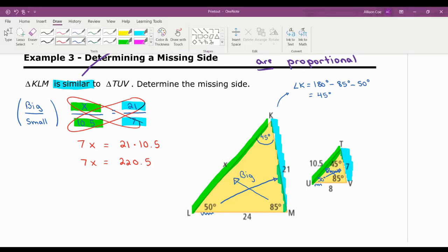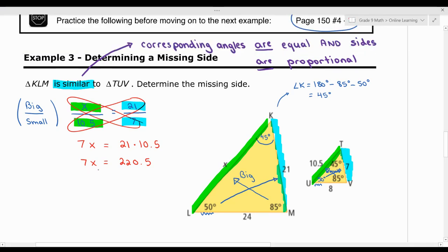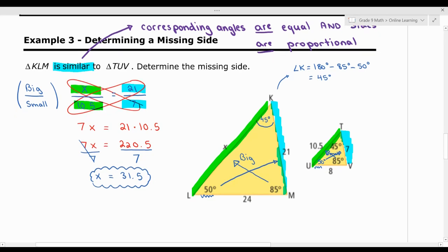220.5. You got to get x by itself, so undo the multiplication by 7. Divide this side by 7, divide that side by 7, you're going to find that x would have a length of 31.5. Double check, there's no units, so you can just leave it like that, and you could say that is your final answer. Another option on this question, I won't show this solution, it'll just get too long, but you could have also compared the x and the 10.5, you could have used these two side lengths as well, the 24 and the 8, you would end up with the same solution.